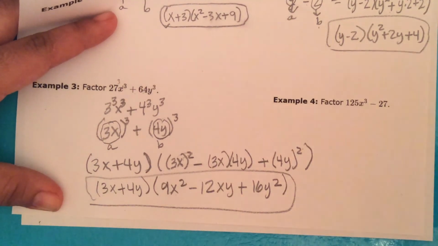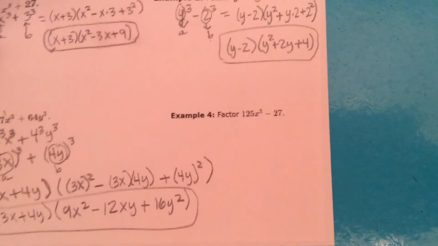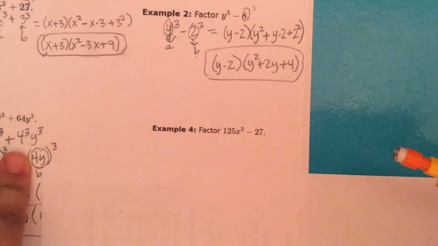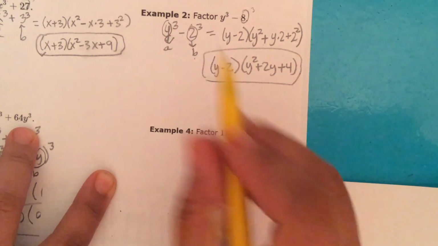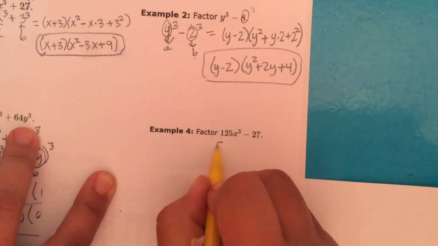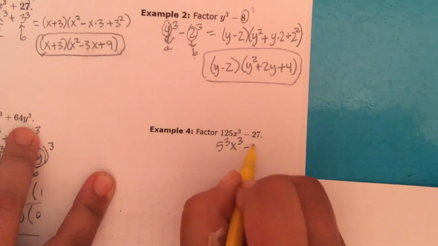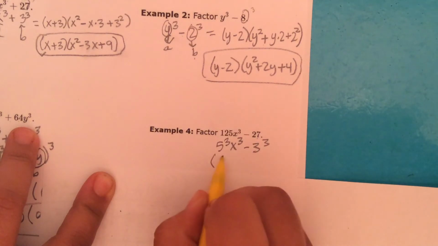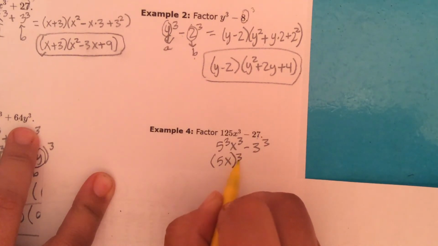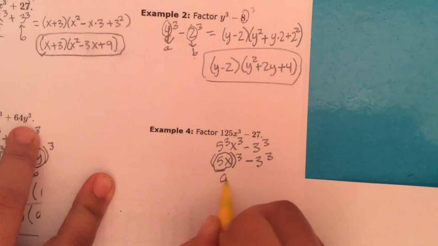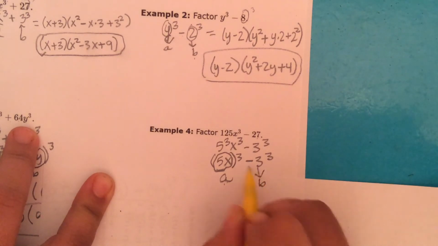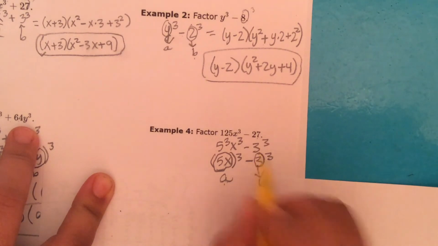Okay, and then the last one right here is 125x cubed minus 27. If you look up there, 125 is 5 cubed, x cubed minus 3 cubed. So then this is going to be (5x) cubed. So you put these two together into a parentheses, minus 3 cubed. So all of this is your a. You're going to replace a with 5x. And then your 3 is your b. Not the negative 3, it's just 3. Just this one right there.